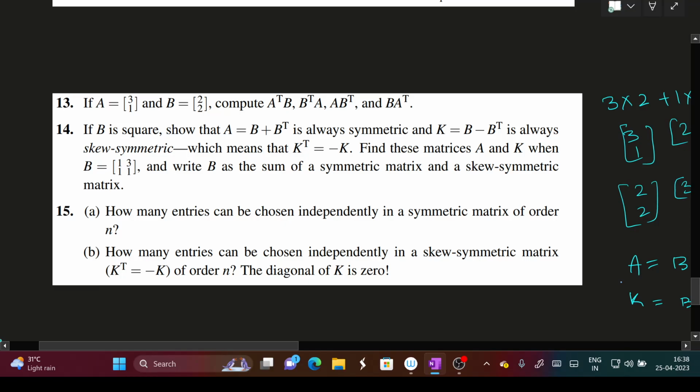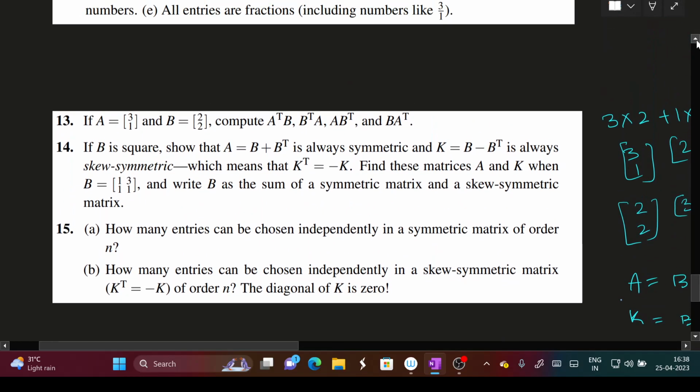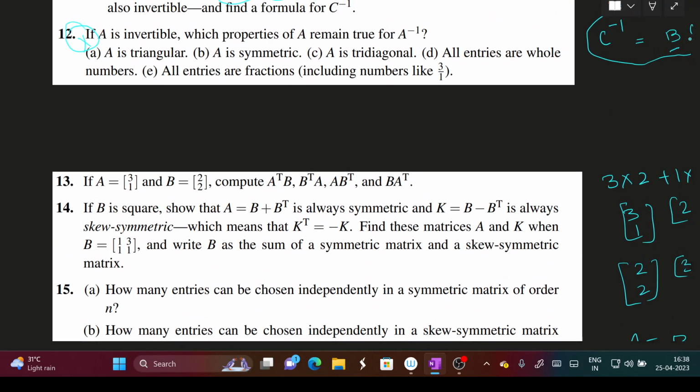How many entries can be chosen independently in a symmetric matrix of order n? As it is a matrix of order n, above the matrix we will write here the answer. Okay, so here as it is order n, likewise n elements will be there. Here also row-wise n elements will be selected, then here n minus 1, then here n minus 2, and finally this is 1.